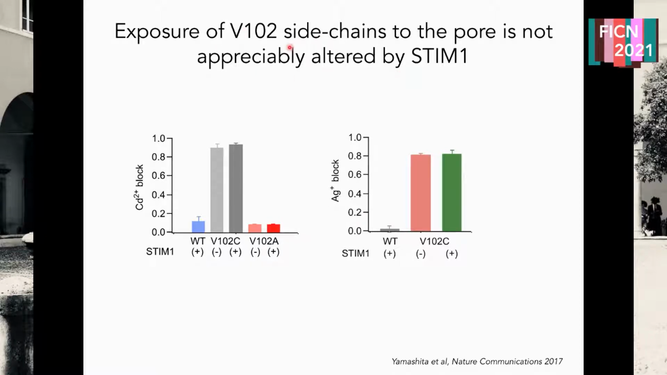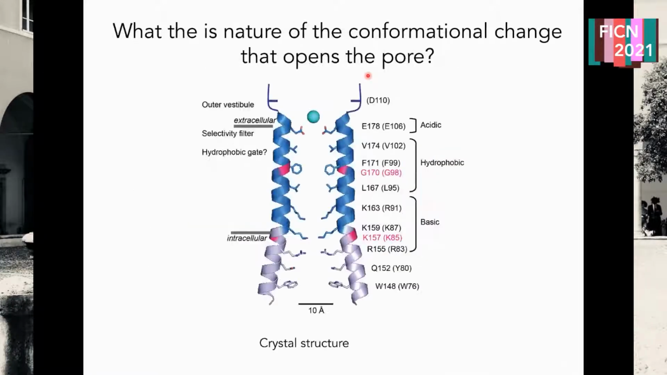And so what this told us is that the exposure of valine to the pore is not altered significantly or substantially by STIM1 binding. So that was very puzzling to us. And so we then considered the likelihood that maybe, in fact, this is not the dynamic part of the gate and that the gate must lie somewhere else in the ion conduction pathway.